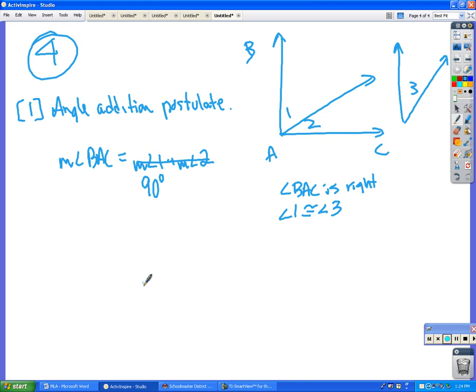Okay? And also, since angle 1 is congruent to angle 3, the measure of angle 1 equals the measure of angle 3 by the what? Definition of congruent angles, which is if two angles are congruent, then they have the same measure. And so we are done with what? Nicely done.